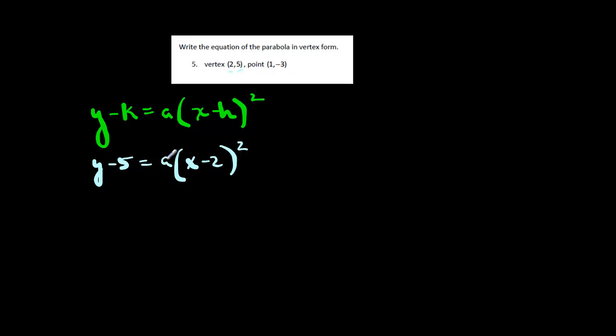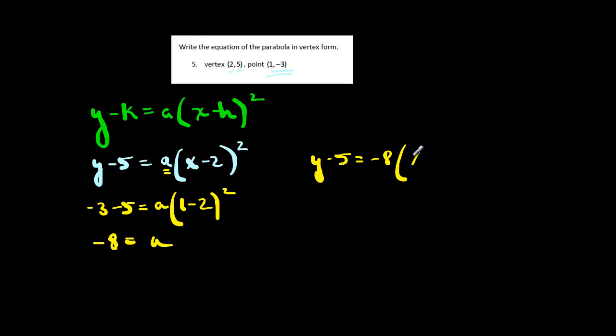We're almost finished. We just need to find out what a is. To get a, we can use this point for x and y and solve for a. So let's substitute 1 for x and negative 3 for y. So when I do this, I'm going to have negative 8 equals a times negative 1 squared. Negative 1 squared is 1. 1 times a is a. So negative 8 is a. So I'm going to put this negative 8 right over here, and then I've got my equation. And there's my answer right over here.